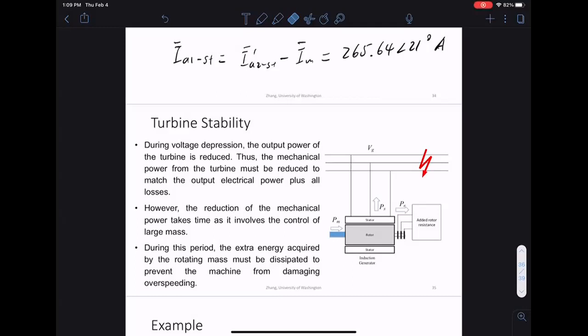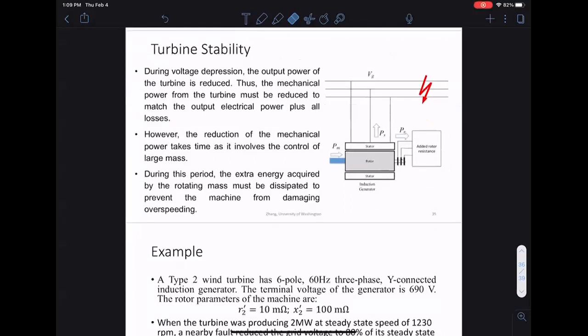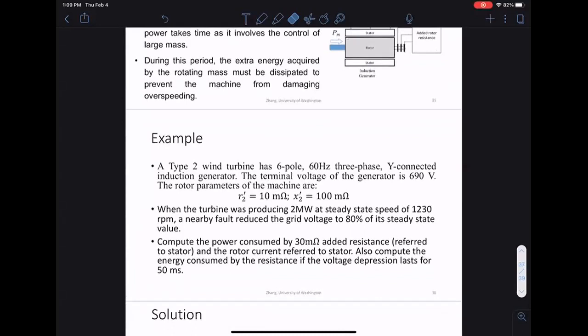So this example is very similar to type 1, where the excess power is dissipated by the SDR at the stator side. Here, we're going to dissipate the power at the rotor side. So if there's a fault and the grid voltage is reduced for 50 milliseconds, how much power do I have to dissipate through this process?